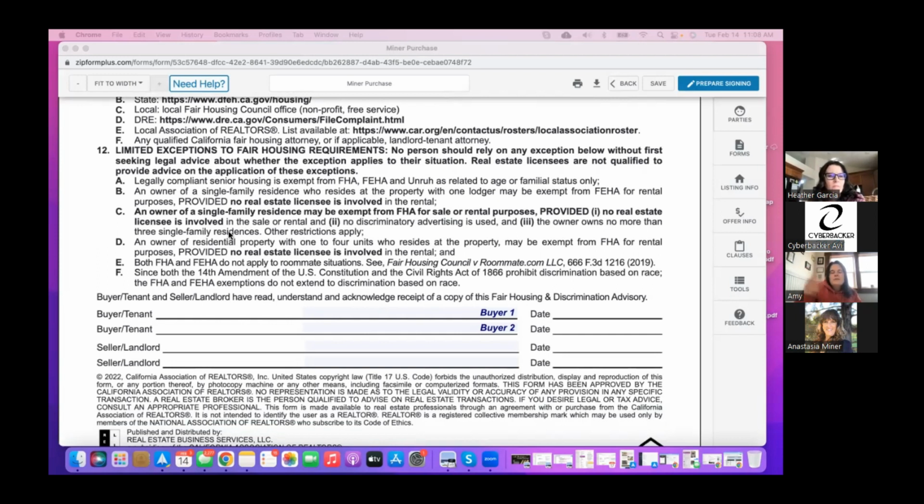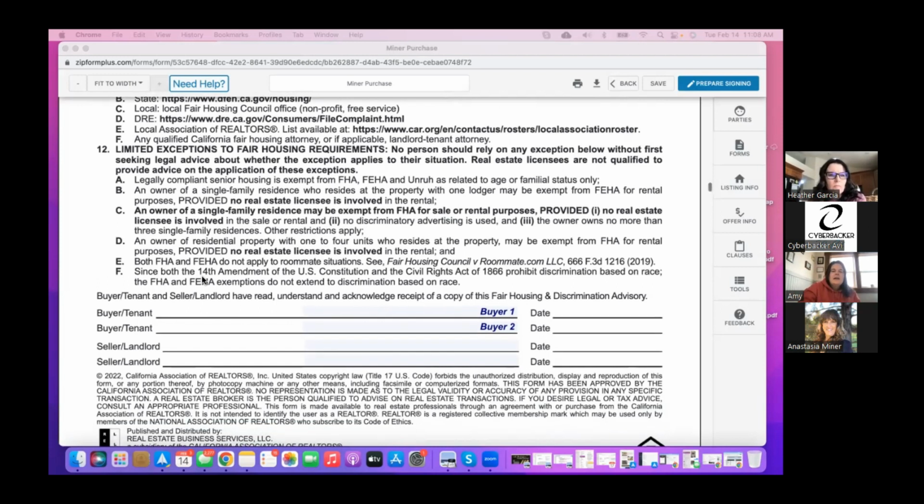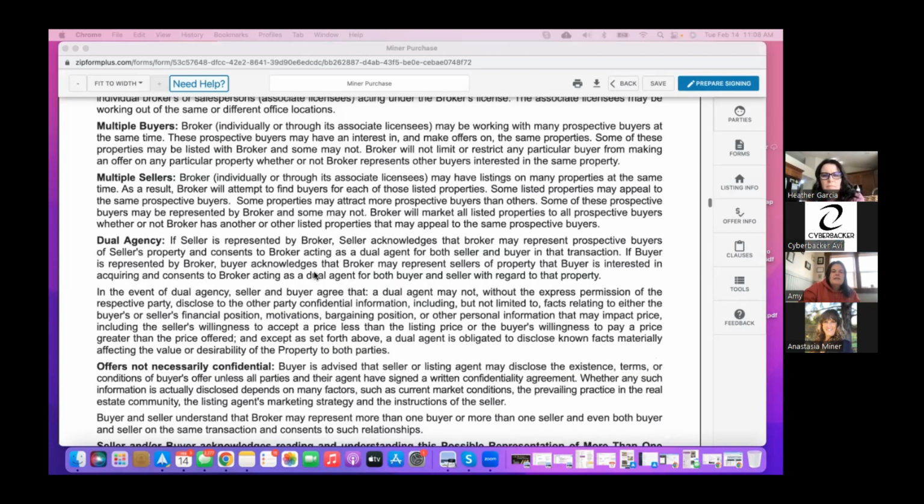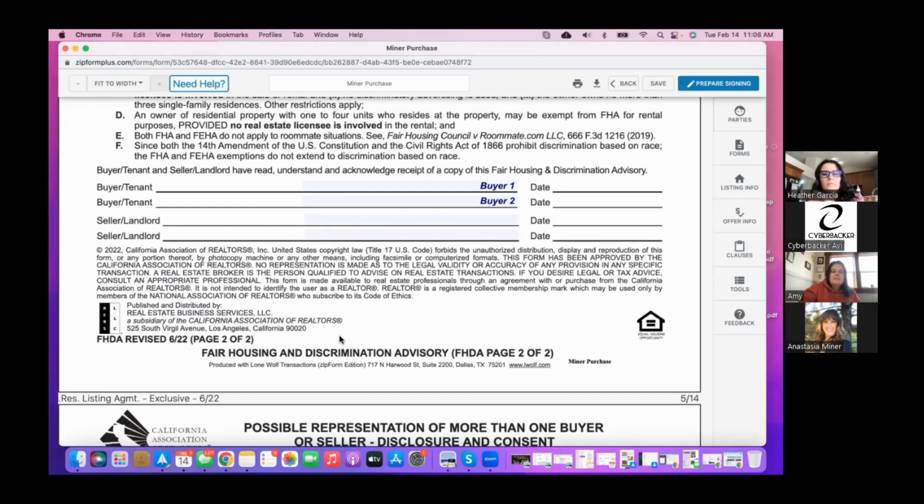We are licensed real estate professionals. We're not exempt. So have your buyer or seller sign that. It would be a seller in this case. You would put it in here.